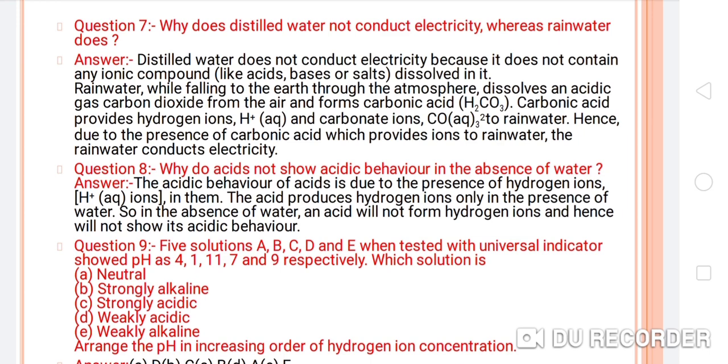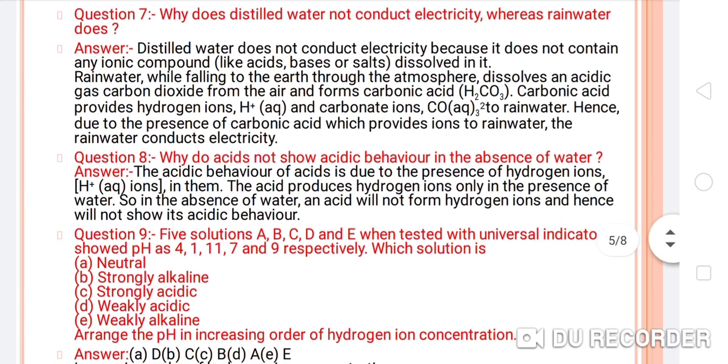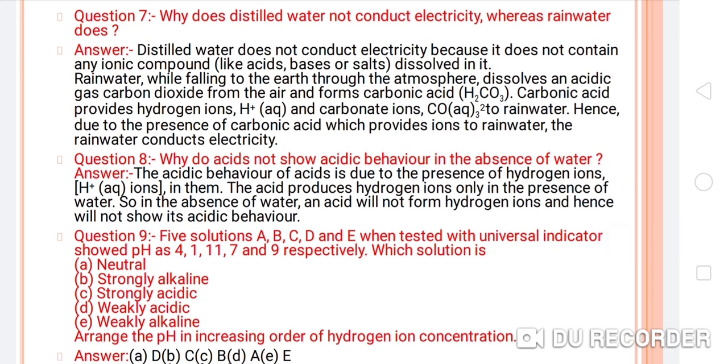Rainwater, while falling to the earth through the atmosphere, dissolves an acidic gas, that is carbon dioxide gas, from the air and forms carbonic acid, okay, that provides the hydrogen, that is the H positive ion, and carbonate anions to rainwater. Hence, due to the presence of carbonic acid, which provides ions, rainwater conducts electricity. So this is the answer.